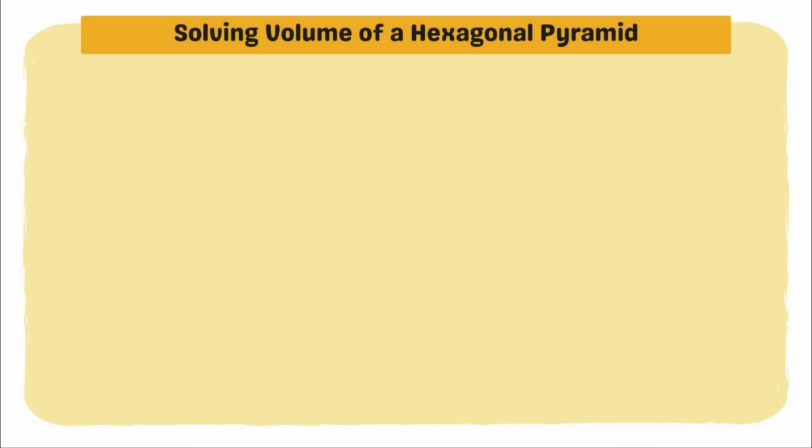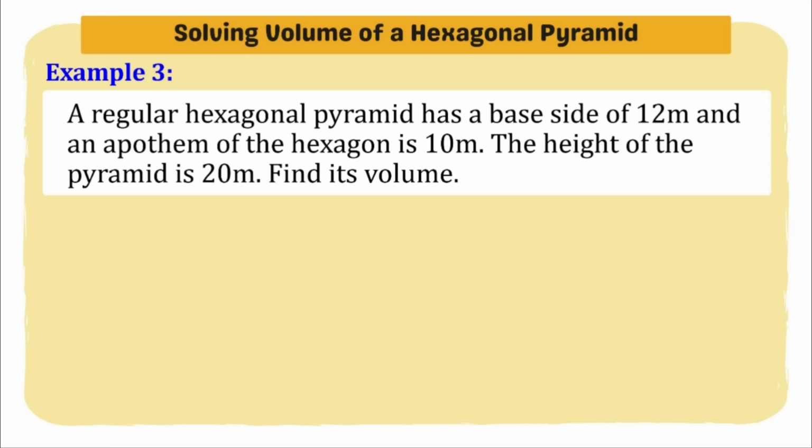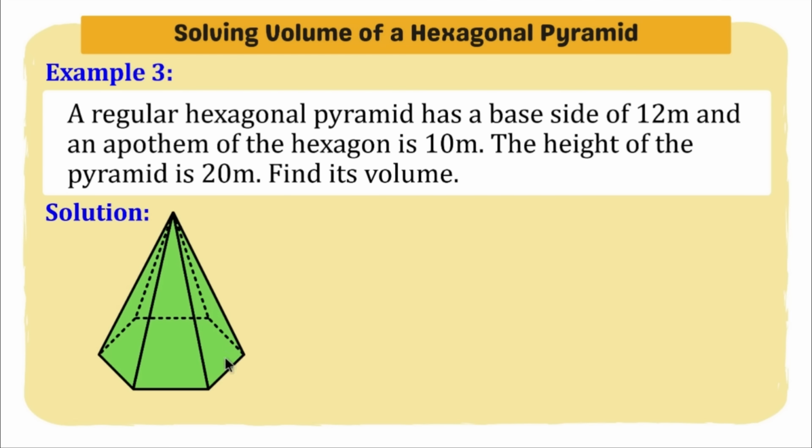Okay, for our last example, we have here a hexagonal pyramid. A regular hexagonal pyramid has a base side of 12 meters and an apothem of the hexagon of 10 meters. The height of the pyramid is 20 meters. Find its volume. All right, so let's try to draw the figure.